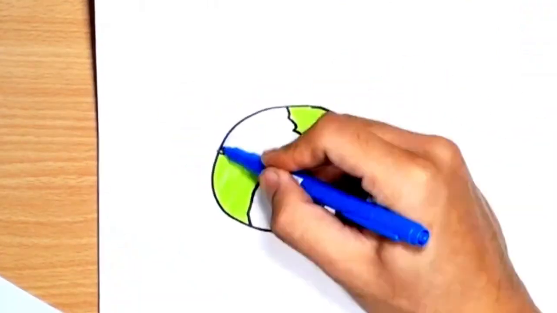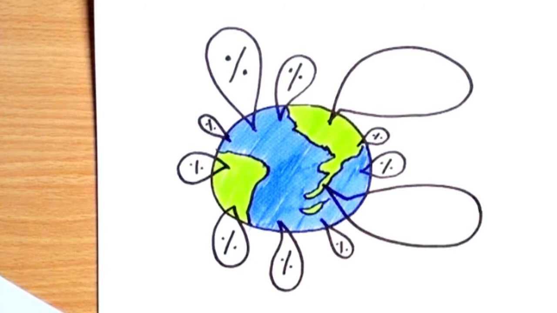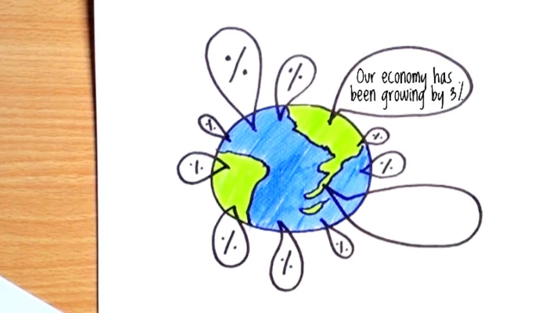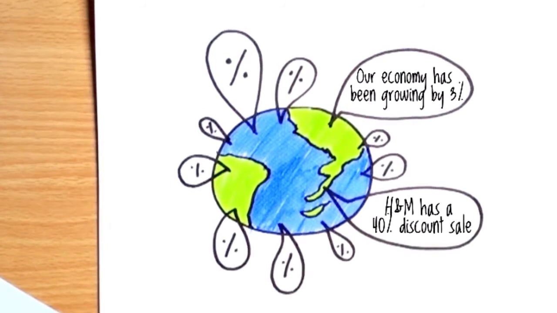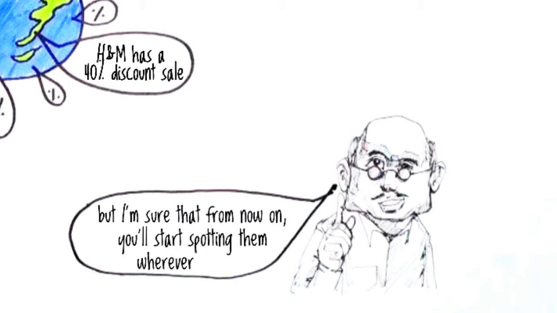Percentages are used all around the world for many different things. A few common examples are, our economy has been growing by 3%, that we have a tax rate of 50%, and H&M has a 40% discount sale. But I'm sure from now on, you'll start spotting them wherever you look.